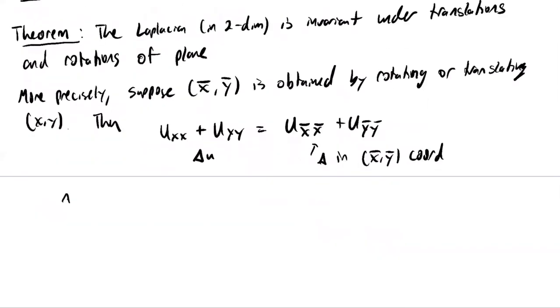Right, so for example, let me do this slightly differently. Say this is my x-axis, this is my y-axis, and maybe I rotate by a certain angle, say some angle theta, and so this is x bar, and then maybe y bar goes over here. Right, so x moves to x bar, y moves to y bar. If I use these new coordinates to define my Laplacian, it doesn't change what the Laplacian does to the function. That's the point.